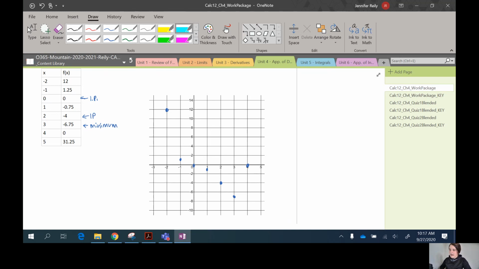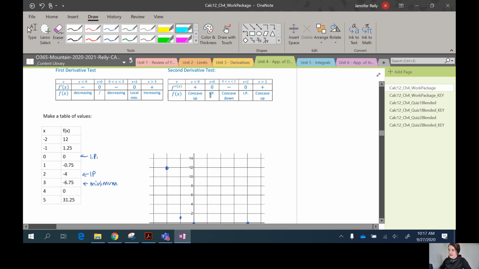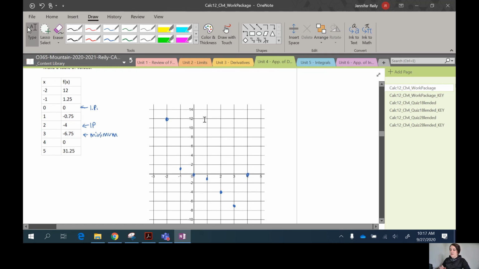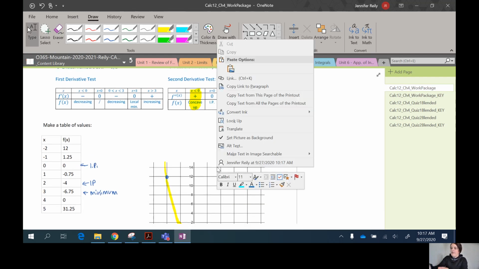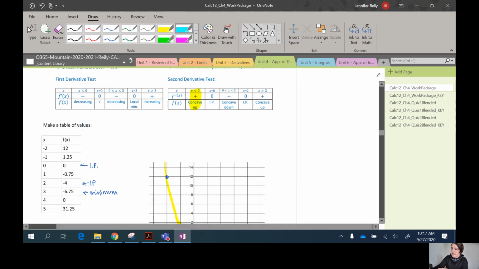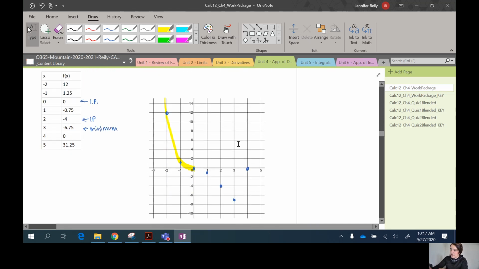So in the first region, let's just look. The first region here, x less than 0, we're going to be concave up. So my graph should have this U shape to it. So when you connect your points, make sure you have that nice shape, right? And then concave down between 0 and 2. So I want to have that sad face shape.